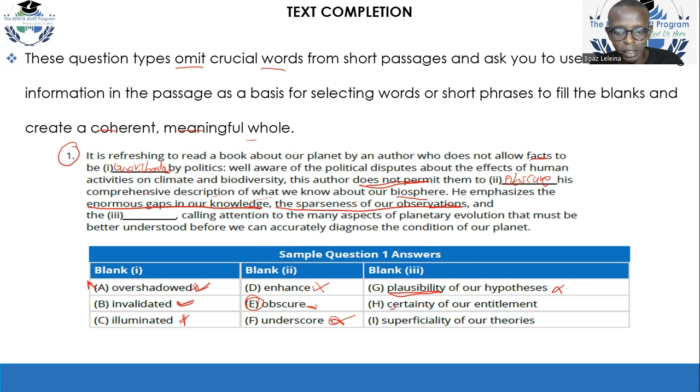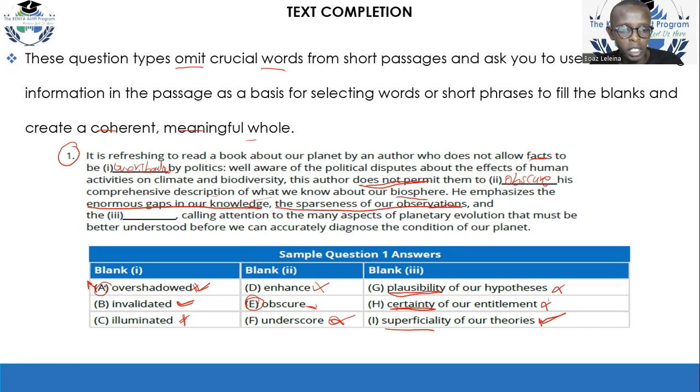Certainty, meaning you are sure about something, but you cannot be sure if you have enormous gaps in knowledge. So this is also not an option. This leaves us with this last option here. So sometimes even if you did not know the meaning of superficiality, you can use the rules of elimination to just eliminate the other correct answer. So we have our option here.